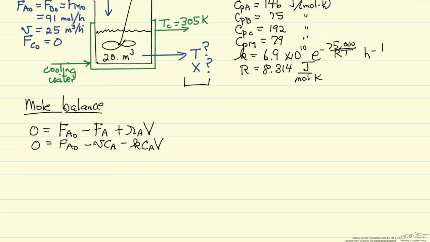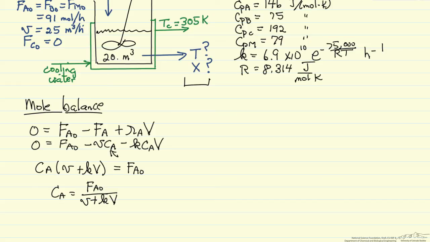Now I've written it this way, so now I can solve for the concentration of A. Let me just rearrange and solve for the concentration of A in terms of K, the flow rate in, the volume of the reactor, and the volumetric flow rate. Notice that the concentration leaving is the same as the concentration in the reactor, since it's a well-stirred CSTR.